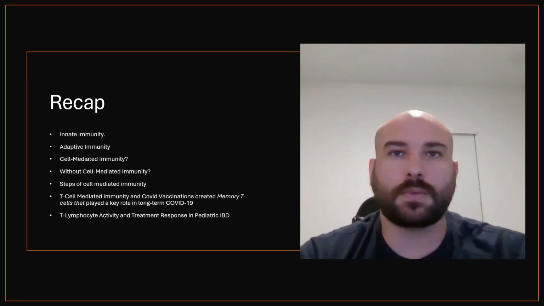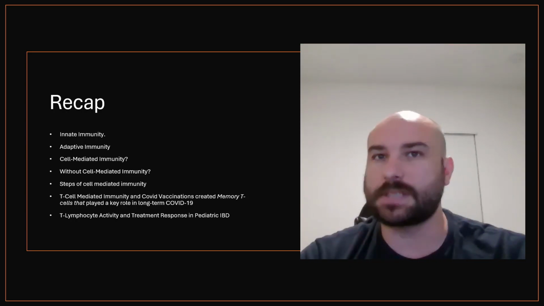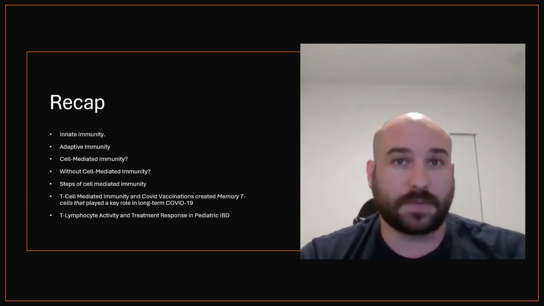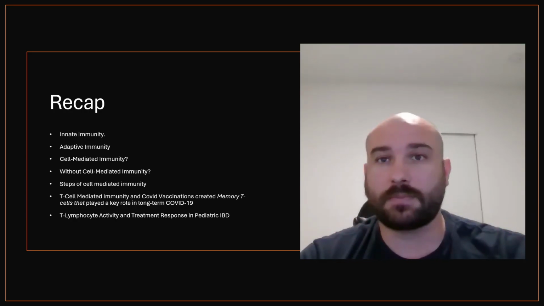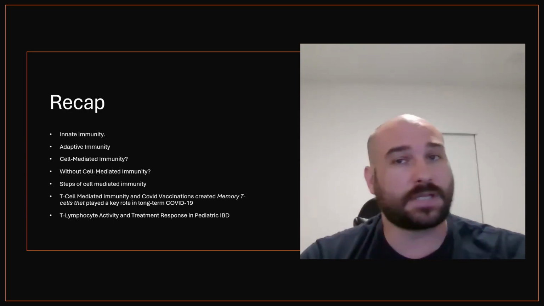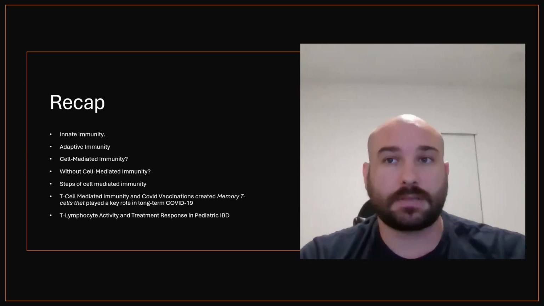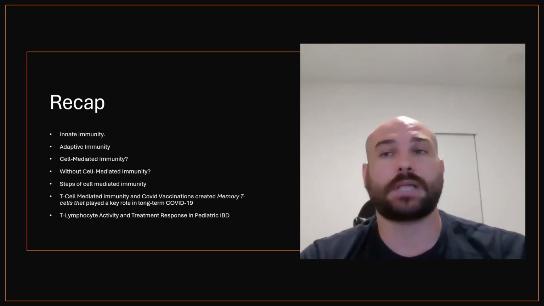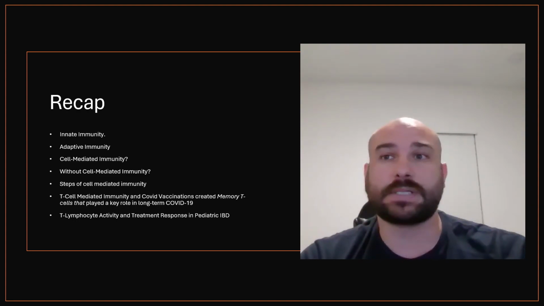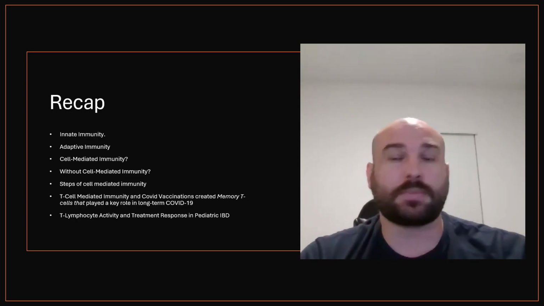So a quick recap of what we talked about through our presentation. First, we started out with innate immunity, which is non-specific defense present since birth. We have adaptive immunity, which is specific defense developed over time. We talked about cell-mediated immunity and how it targets and destroys infected and abnormal cells. Without cell-mediated immunity, the body would lose its ability to detect and destroy infected cells or abnormalities. We talked about T lymphocytes and how they are essential to detecting and destroying cells that are infected, damaged, or foreign, forming the foundation of cell-mediated immunity.